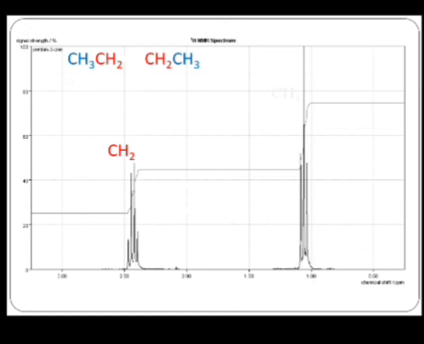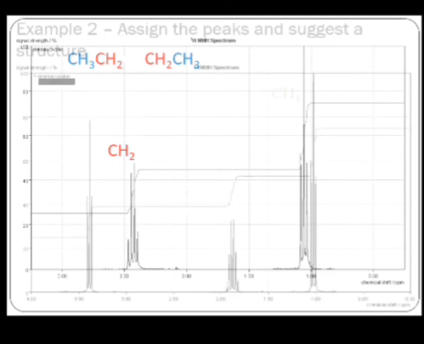this is the example. This is for the methyl group and this is for the CH2 group. Apply the n+1 rule here. Okay, very good. You will get n+1, 3+1 is 4. Here is a quartet, and this is the triplet.